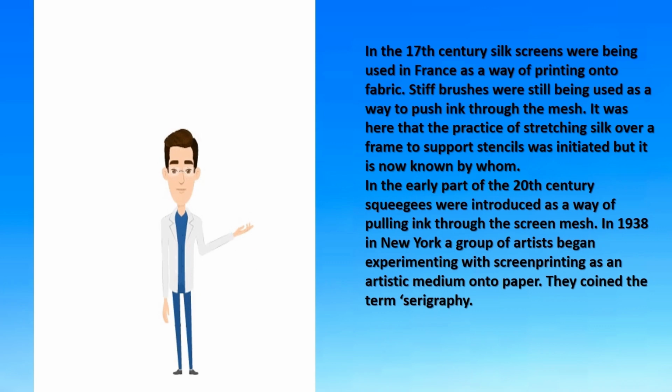Next, in the 17th century, silk screens were being used in France as a way of printing onto fabric. Also, stiff brushes were still being used as a way to push ink through the mesh. It was here that the practice of stretching silk over a frame to support the stencil was initiated, but it is not known by whom. In the early part of the 20th century, squeegees were introduced as a way of pulling ink through the screen mesh.